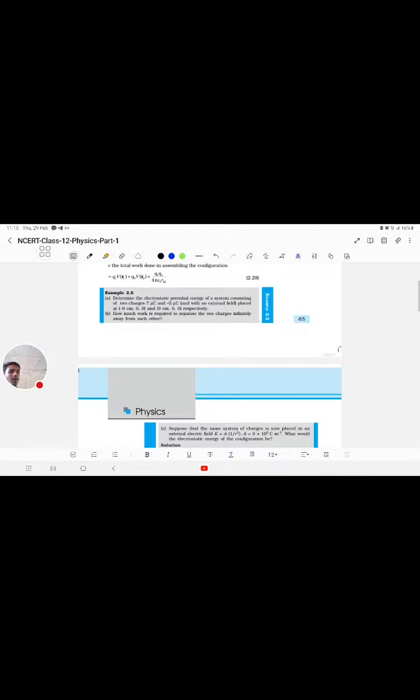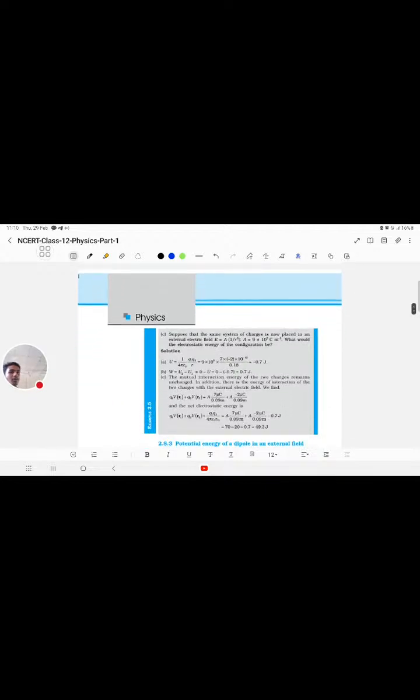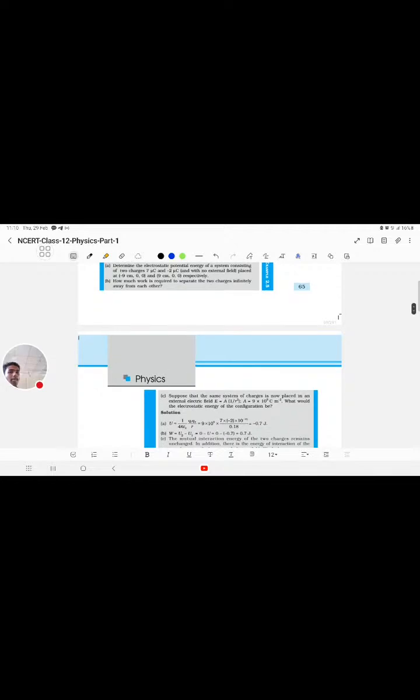How much work is required to separate the two charges infinitely far apart? The work is U2 minus U1, which is equal to U2 itself, since U1 is going to be equal to 0. So it is the negative of the potential energy. That's what I was about to say actually.